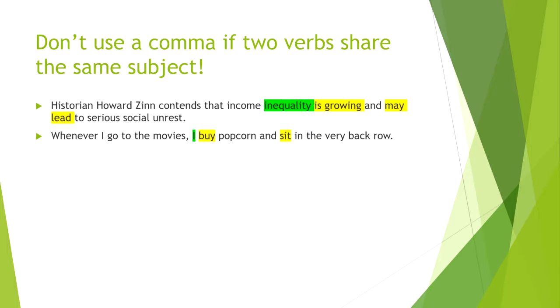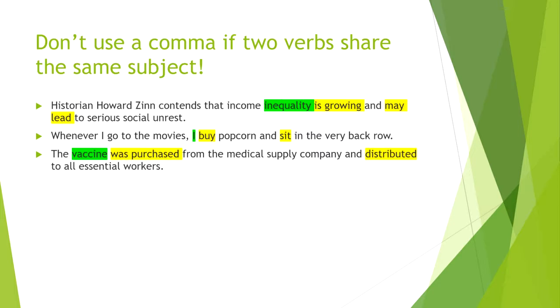Here's another example. Whenever I go to the movies, I buy popcorn and sit in the very back row. Buy and sit are the verbs, and they're sharing one subject, I. It would be very different if it said I buy popcorn and I sit in the very back row. In that case, you would need the comma. But in this case, we're sharing the same subject. Two verbs, one subject. Here's another example. The vaccine was purchased from the medical supply company and distributed to all essential workers. Notice they're spread apart in the sentence, but still it's one subject, two verbs. So in that case, you need no comma in between.